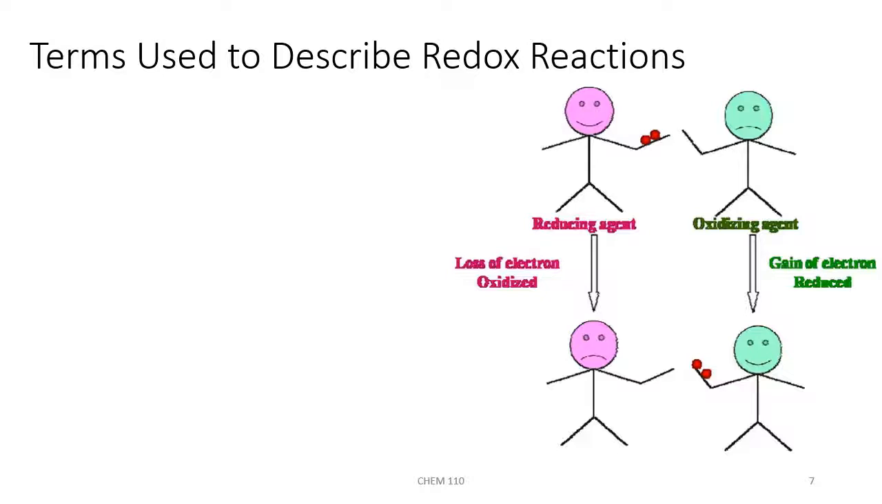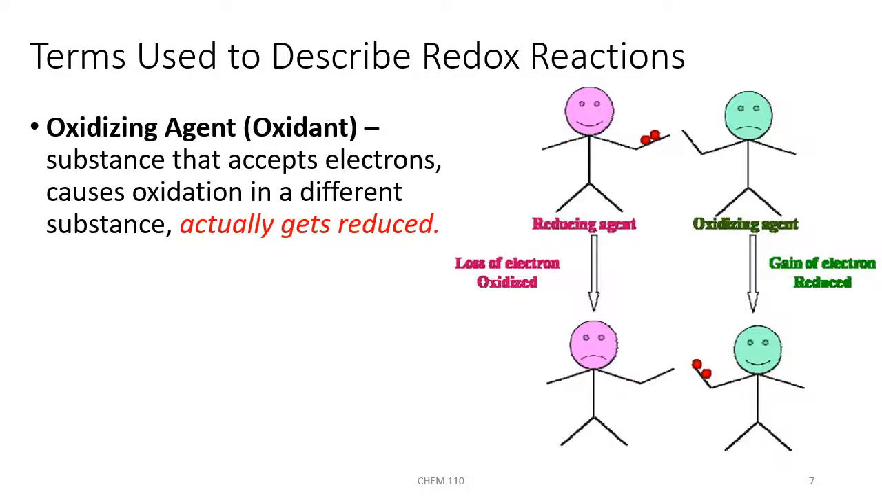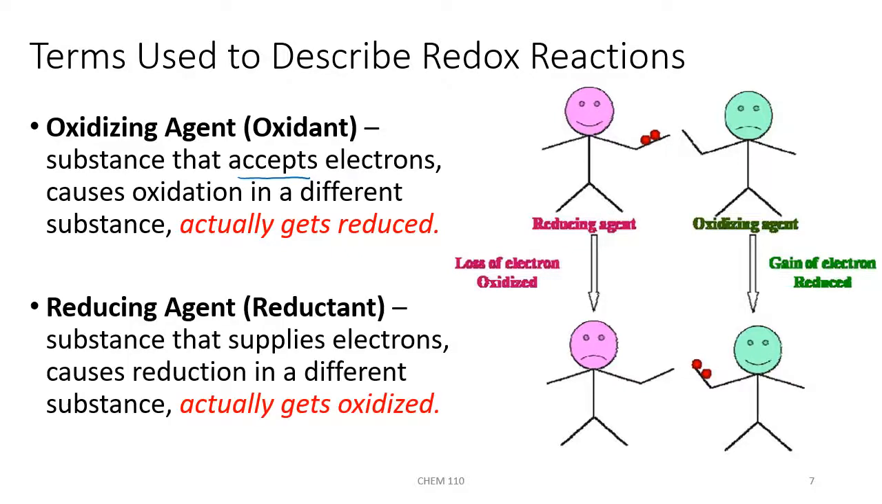There are a few other terms to learn when describing redox reactions. The first one is an oxidizing agent, or an oxidant. That is a substance that accepts electrons and causes oxidation in another substance. The oxidizing agent gets reduced itself. A reducing agent, on the other hand, or reductant, is a substance that will give up electrons in a chemical reaction. It will be getting oxidized itself, so it causes reduction in something else.